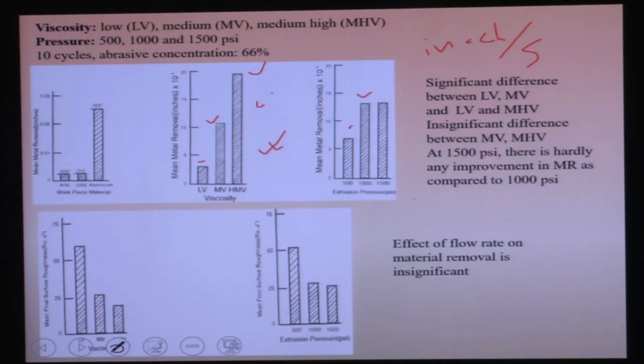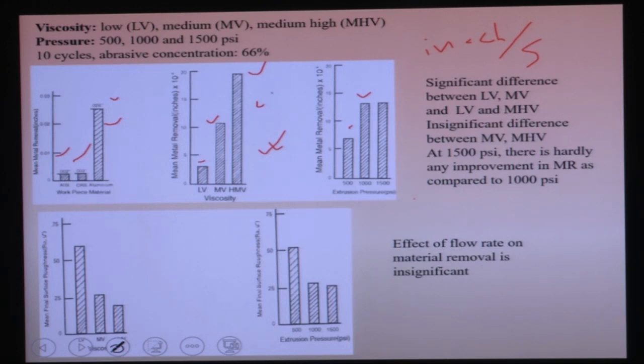And here also they considered three different kinds of material, AISI, CRS and aluminum. So from harder to softer material they have considered. Aluminum, as it is a very soft material, you can see its material removal rate is very high. But for AISI and CRS, these two kinds of material, the material removal rate is not that high.